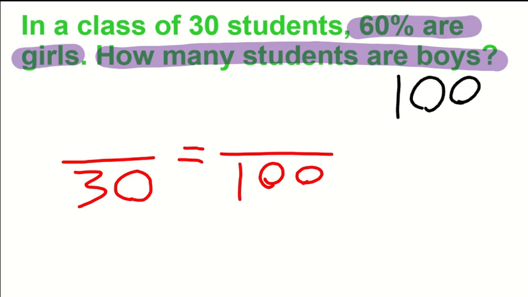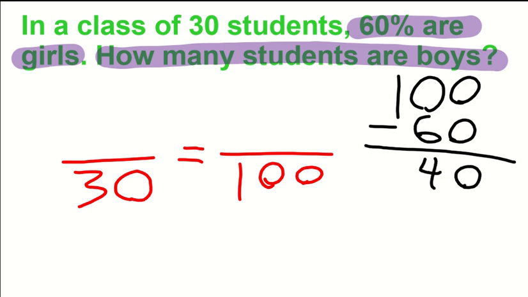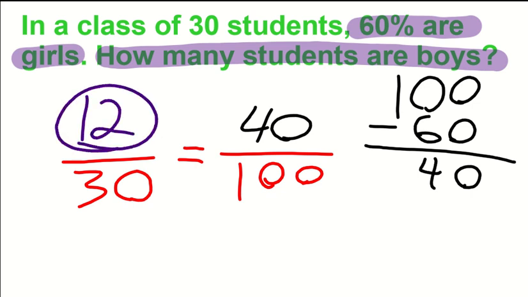So we start with the whole. That's everybody. 100% is everybody. If we take away the 60%, that's the girls. What's left is going to be the boys. So that is the percentage we want to use. We want to use the 40% with it. So then when you cross multiply and divide, like she said, we're getting 12. Any questions on that?